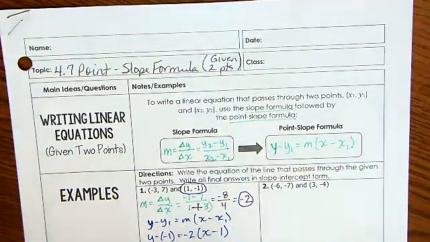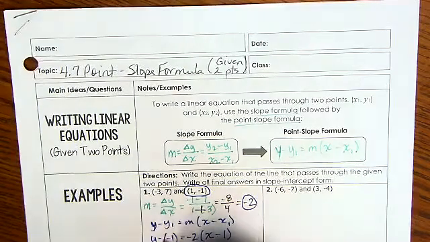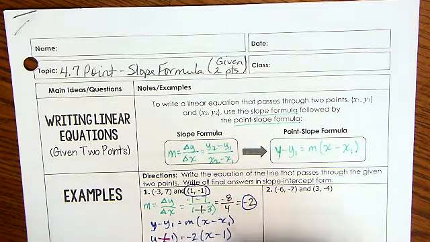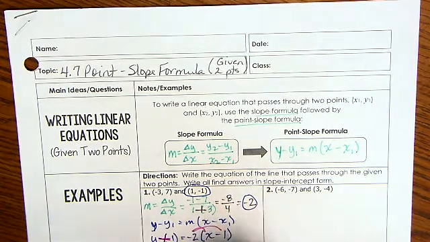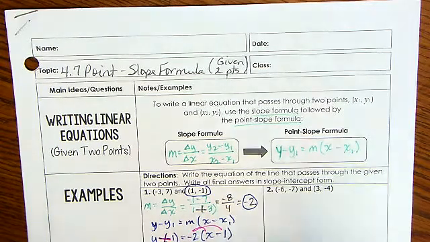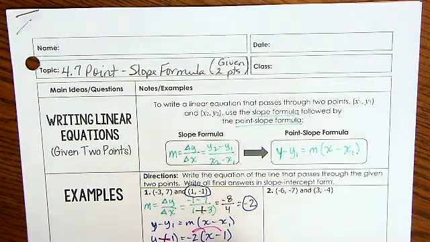And now we start to simplify. This is a double negative, so that becomes a big plus, and then we're going to distribute. So we have y plus 1 equals -2x plus 2. We subtract 1 from each side, and we get y equals -2x plus 1. This is my final equation.